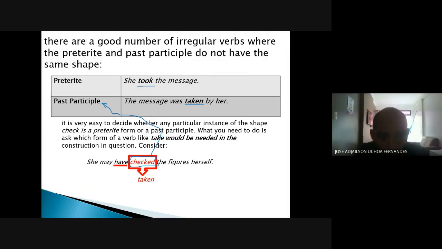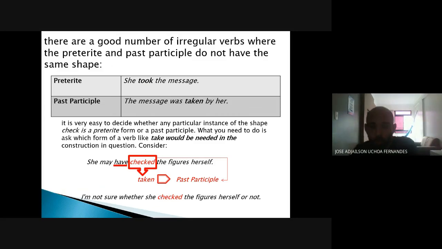So, if the verb was to take here instead of to check, the construction would be taken and not took. Okay? So, it's a past participle, and checked here is also a past participle. Let me erase this pen. Now, consider this. I'm not sure whether she checked the figures herself or not. Do it on your own. Is this past participle or preterite? Put an irregular verb instead.